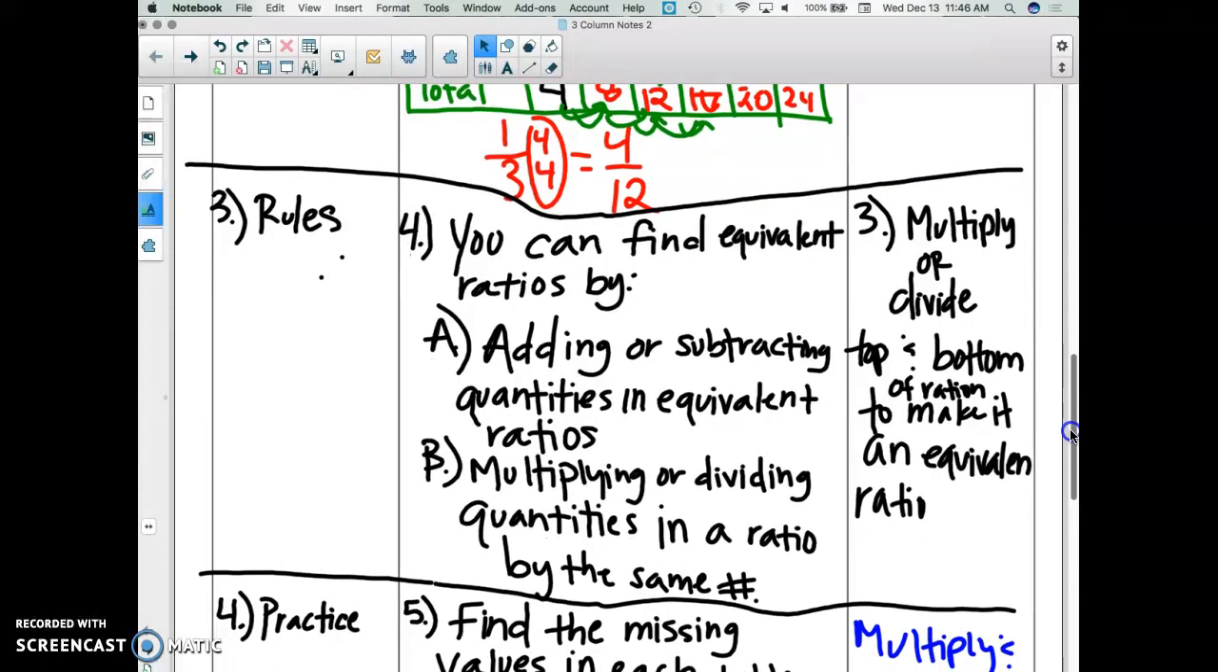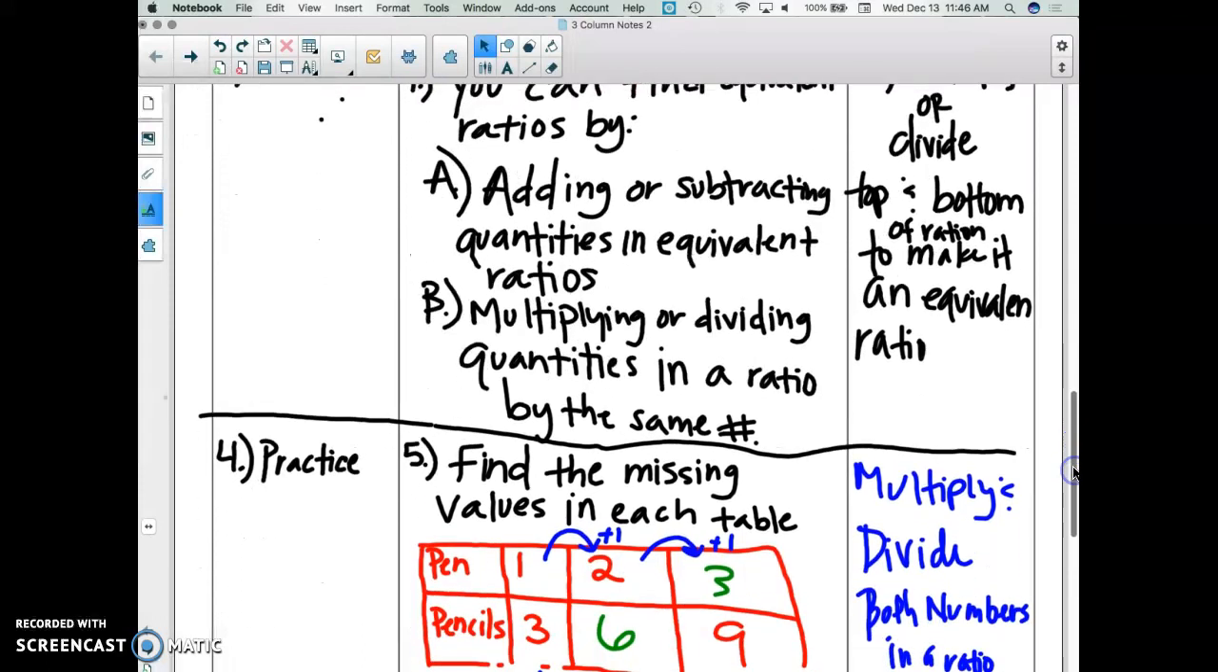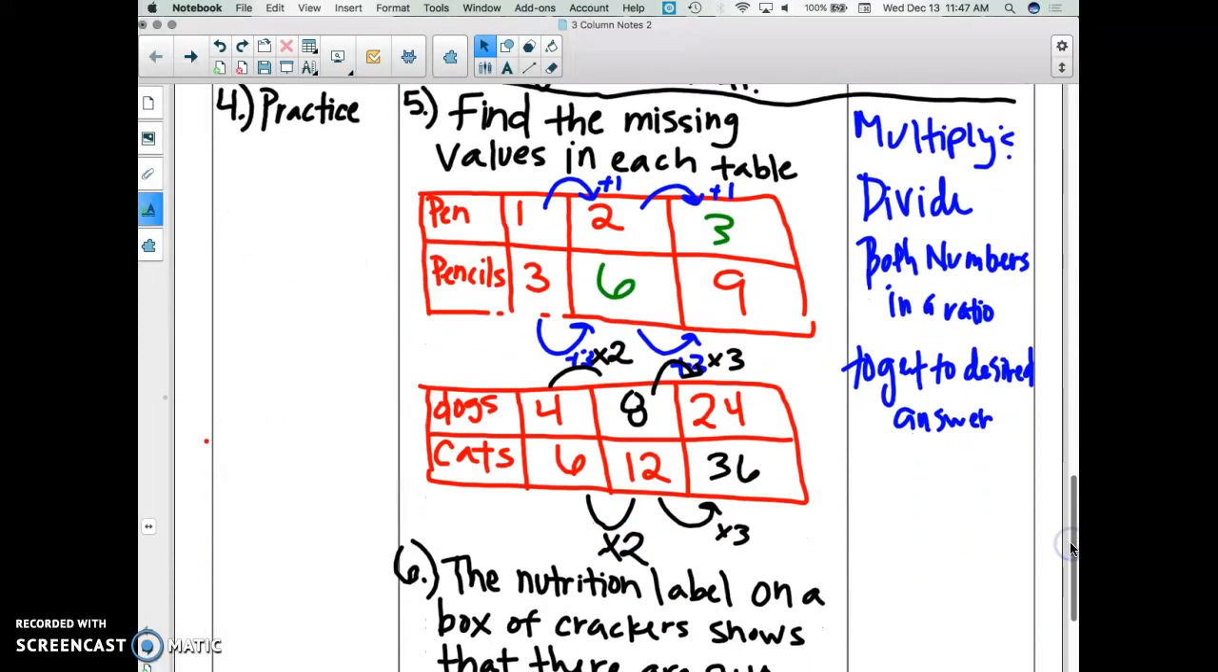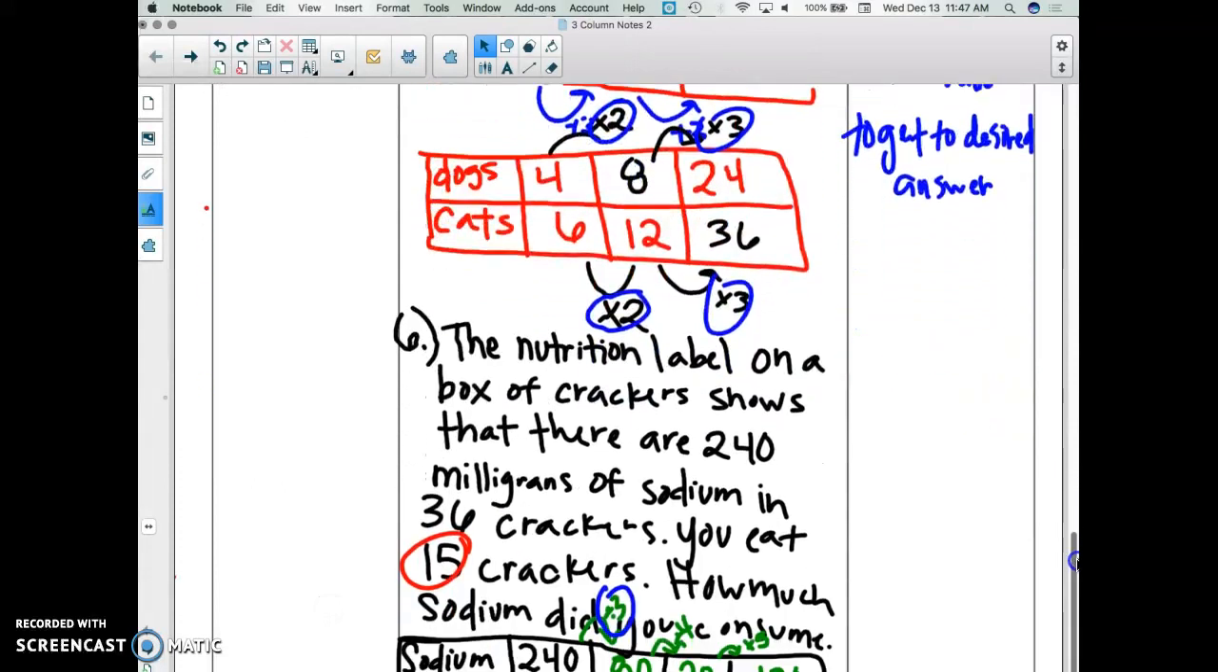Otherwise, we can multiply and divide equations as long as we're multiplying and dividing the same number to both quantities in that ratio. We can see that in this example with cats and dogs. We did multiply 2, multiply 2, multiply 3, multiply 3. We kept that consistent for each quantity in our ratio.